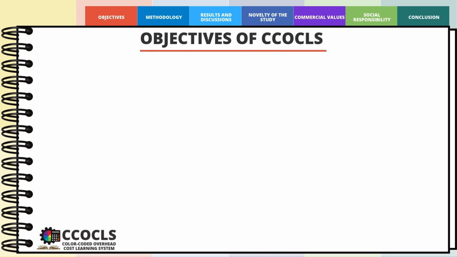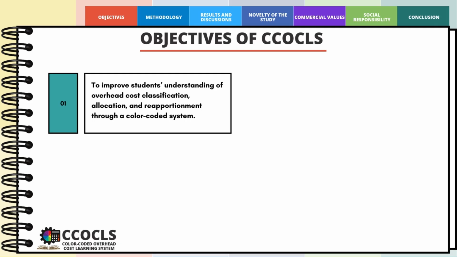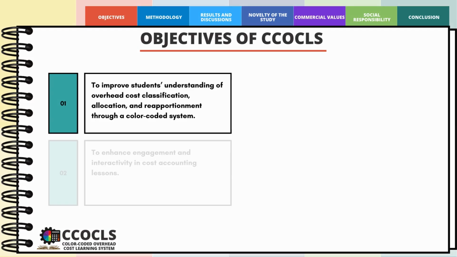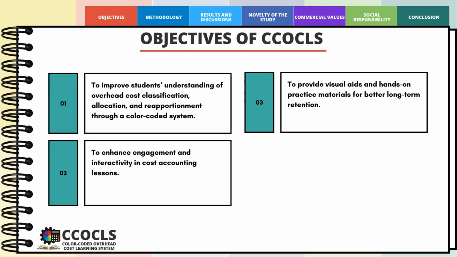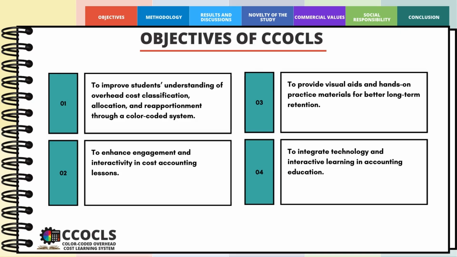Objectives of CCOCLS. The main objective of this innovation is to improve students' understanding of overhead cost classification, allocation, and apportionment through a color-coded system. Second, it is also to enhance engagement and interactivity in cost accounting lessons. Next, it is to provide visual aids and hands-on practice materials for better long-term retention. Last but not least, this innovation is to integrate technology and interactive learning in accounting education.